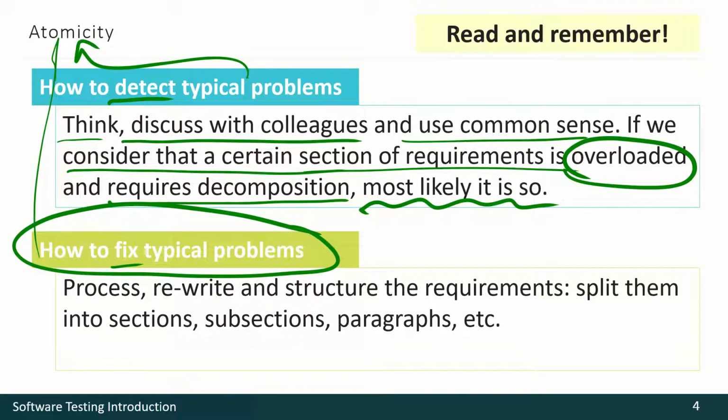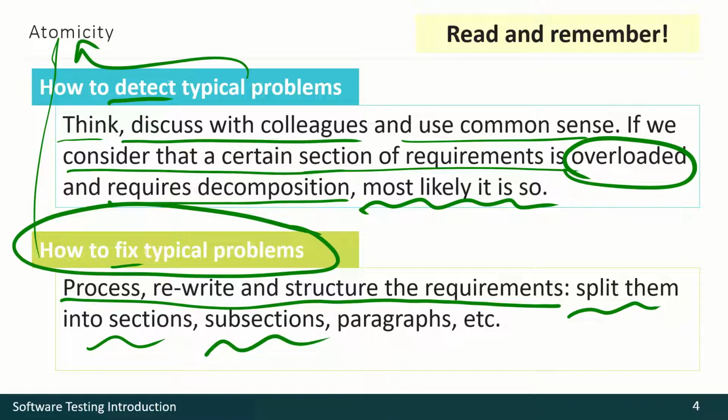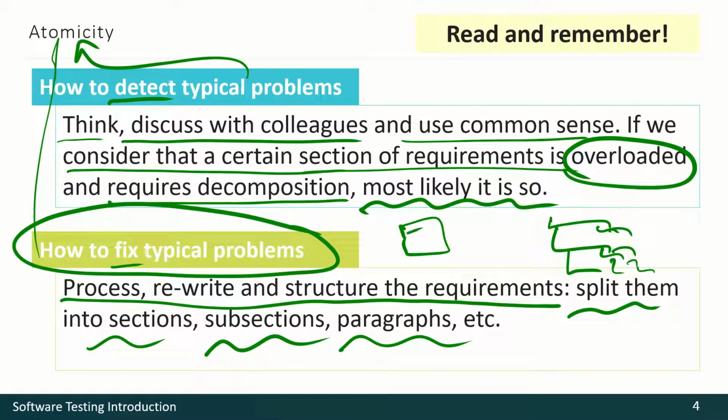So, how to fix typical problems with atomicity? Analyze and rewrite, restructure the requirement, split into sections, subsections, paragraphs, and so on. You may imagine the structure of a file system. Here we all know that there are directories, subdirectories, files and so on. Imagine you are organizing some collection of photos or something like that, and you see a directory with a lot of files there. So it may be a good idea to create some substructure. The same approach you may use while working with requirements.